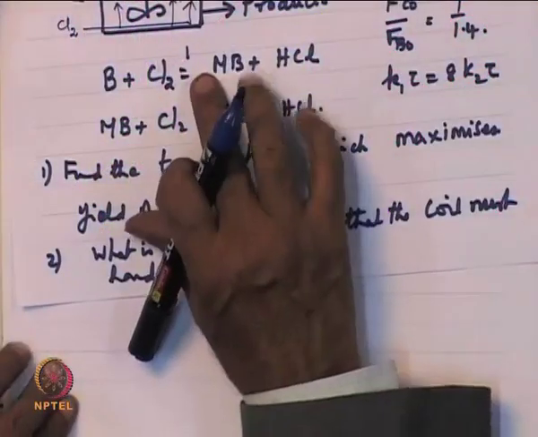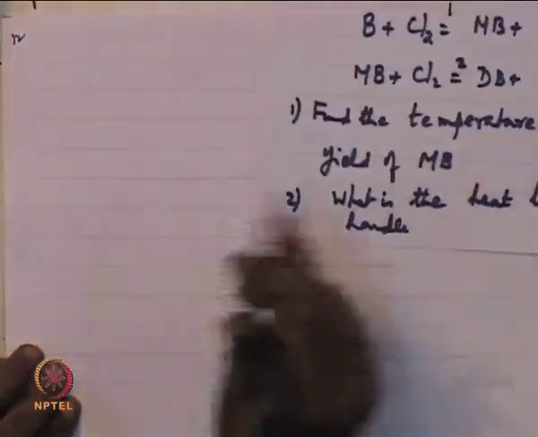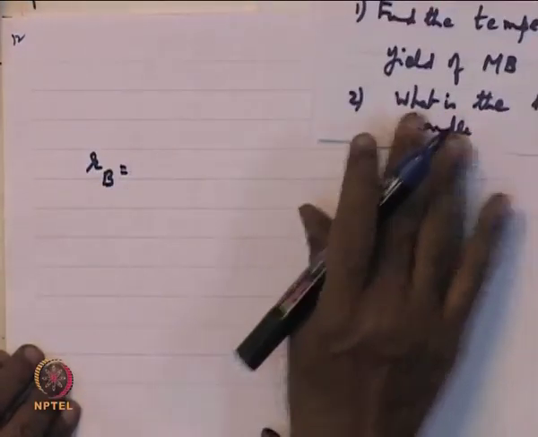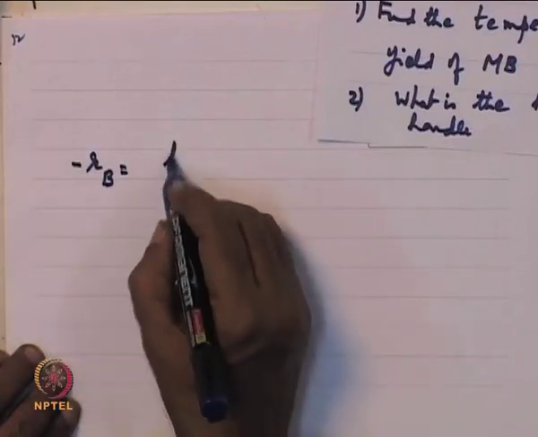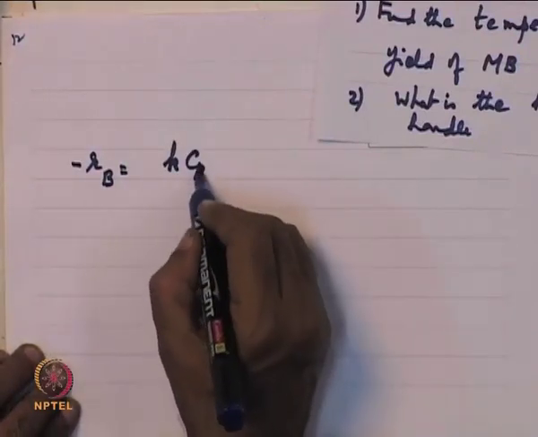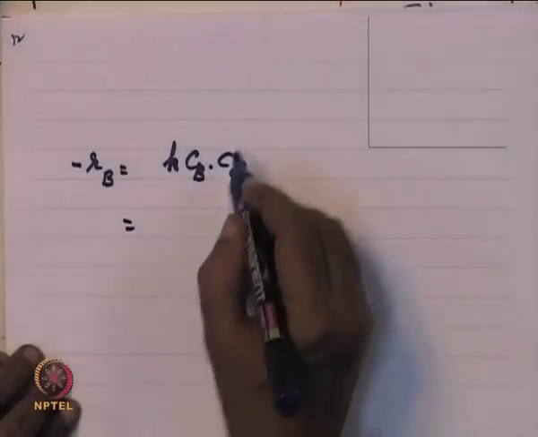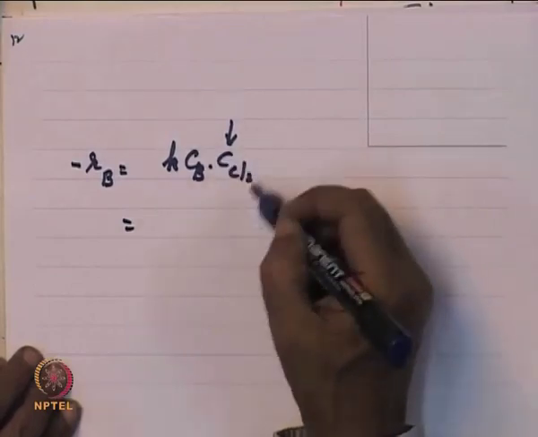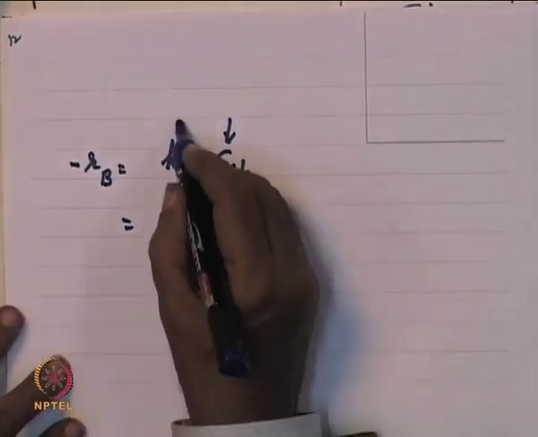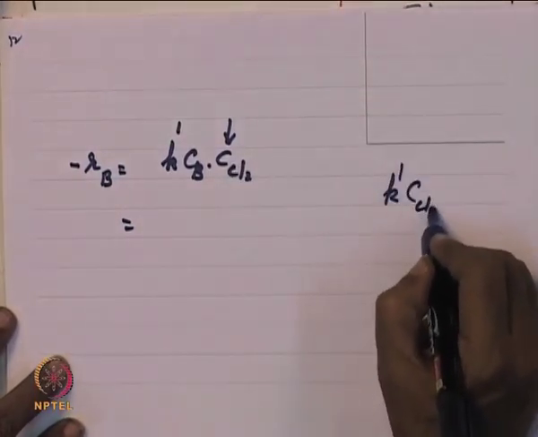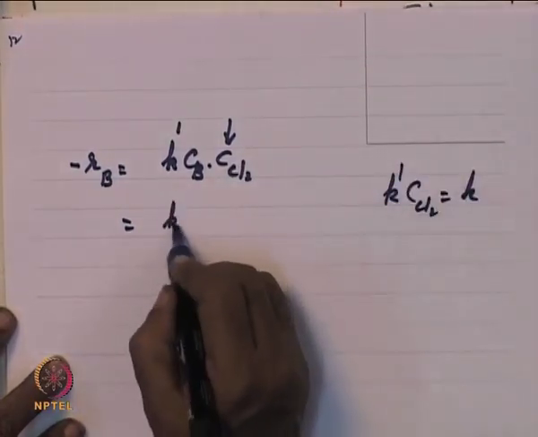It means that if you look at reaction 1, what is the rate constant? For this reaction, if I say R benzene, rate of formation is, I will put a minus sign here, K times Cb times CCl2. Now, since the CCl2 concentration in the liquid does not change, I will call this K dash times CCl2 equal to K, therefore, it becomes KCB.